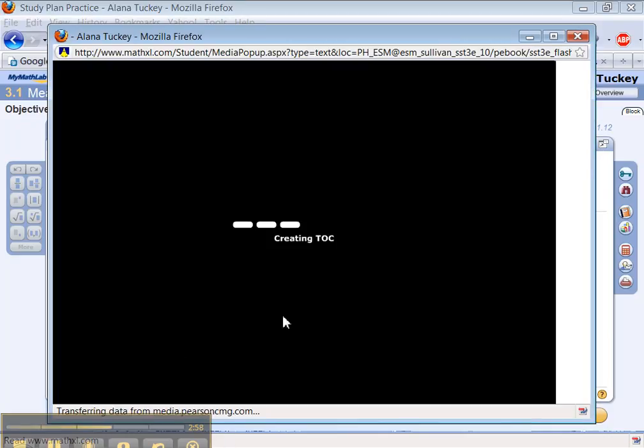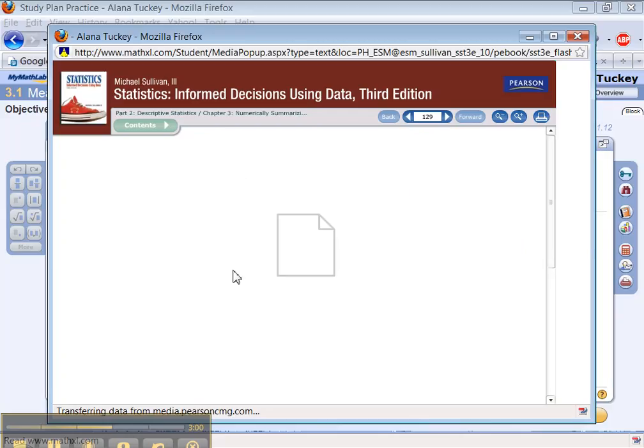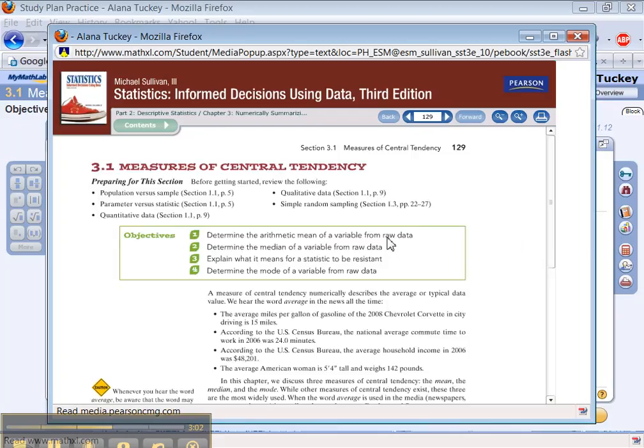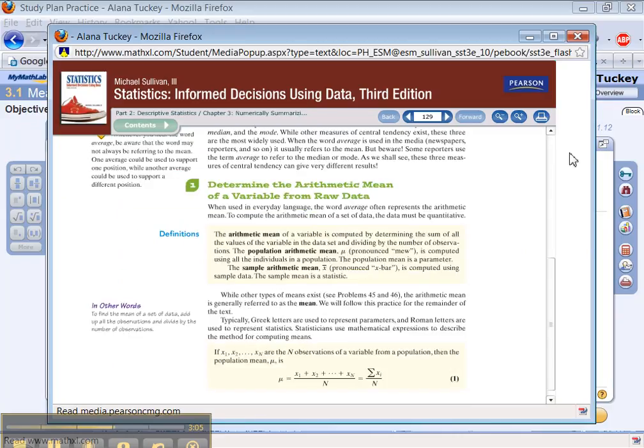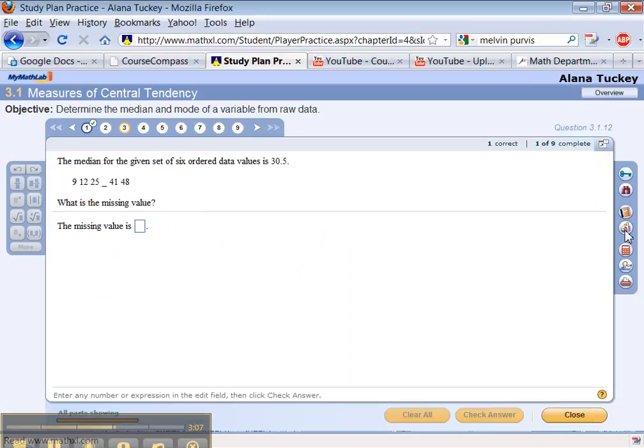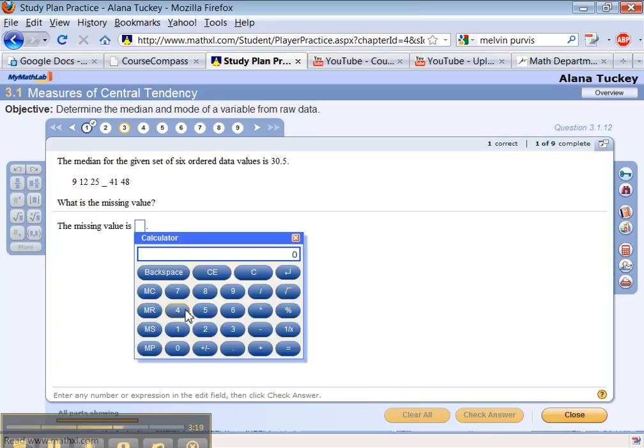Hold on, give it a second. Poof, there it is, right? That's the textbook. Or this is StatCrunch. That's pretty particular to statistics courses. Sometimes it'll have video icons here, and you can click on it and watch somebody lecture on a problem similar to this one. Then it has a little calculator, which lets you do some very simple calculations in here.